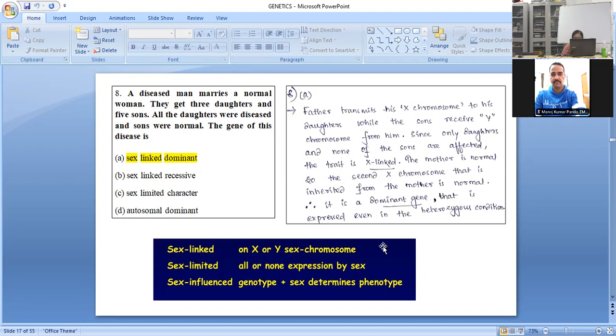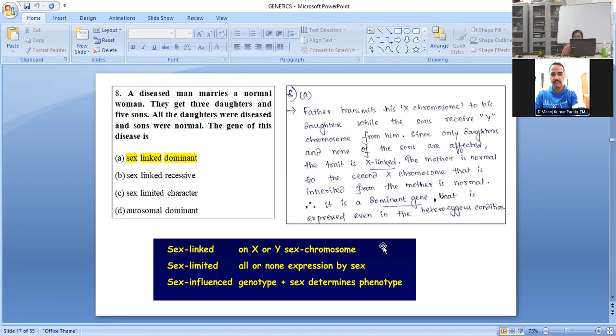Now, the mother is normal. So the second X chromosome that is inherited from the mother is normal. That means with just one X chromosome, the disease is expressing. So we can say it is a dominant gene, sex-linked dominant expression. That is even expressed in case of heterozygous condition.